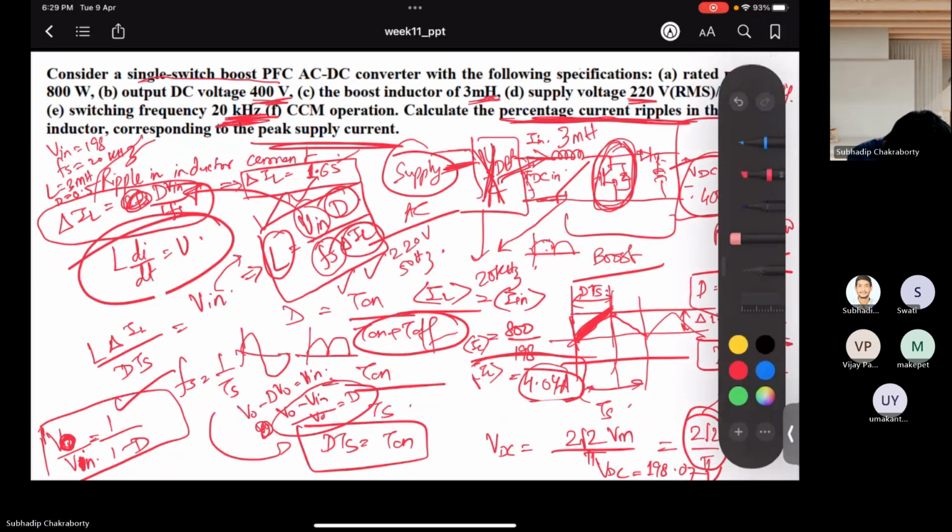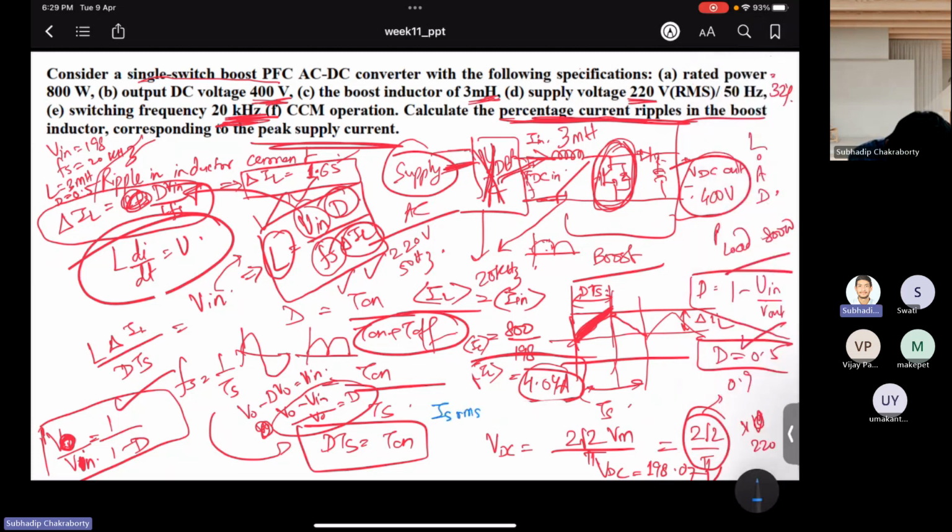So IS RMS is what? Can anyone tell me? Supply RMS power divided by voltage RMS. So IS peak is what they are telling us to take in the denominator, right? What is IS peak? 800 by 220 into root 2. Because in the question supply current was mentioned, right? Supply means AC supply. So 800 divided by 220 into root 2, that is 5.14, right?